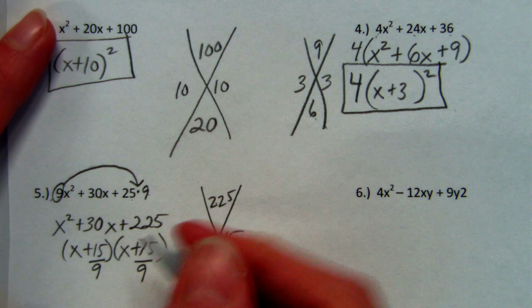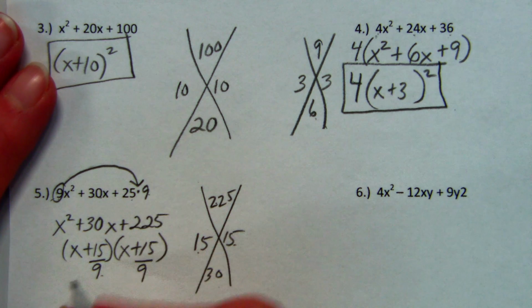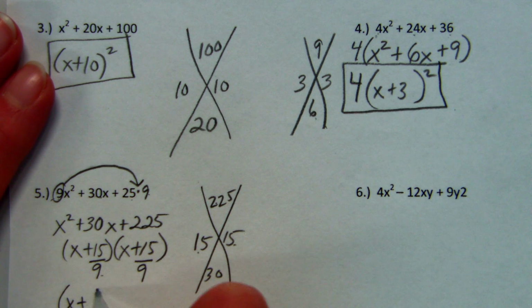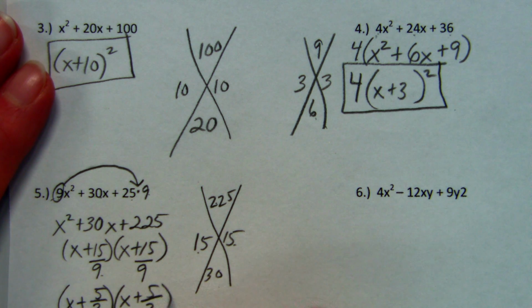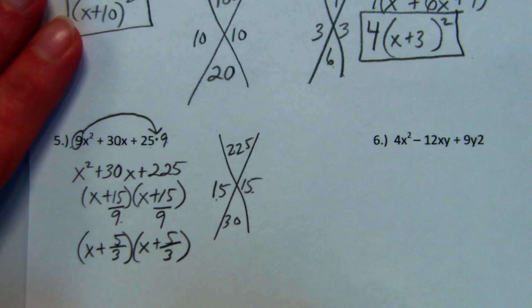So what number goes into 15 and 9? 3. So if I divide those by 3, I get 5/3 on both of them. You're going off the screen there. I thought we could do fractions.